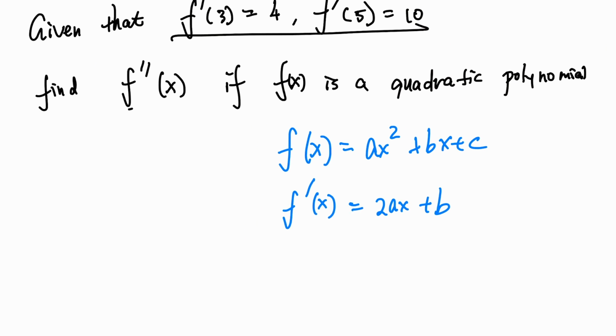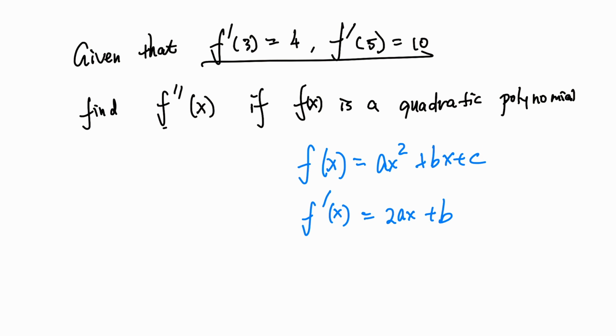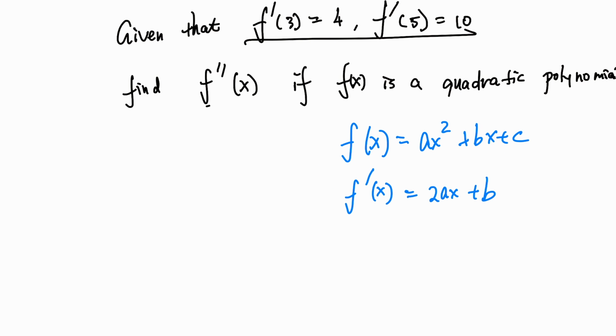And if you notice, that is actually just a linear function. So if we have 2 points, then we can simply calculate the equation of the linear function. The slope is equal to 10 minus 4 over 5 minus 3. That's 6 over 2, so we get that it's 3.